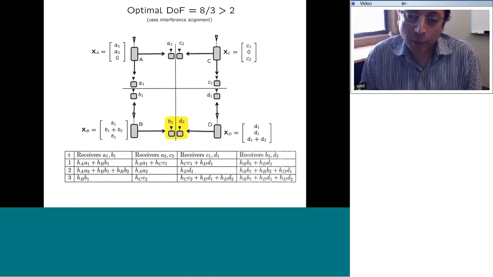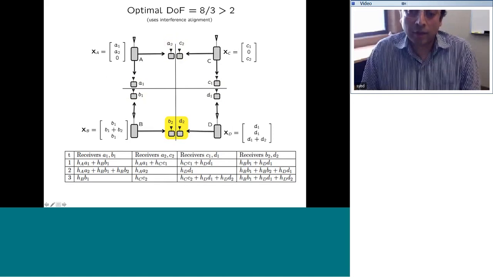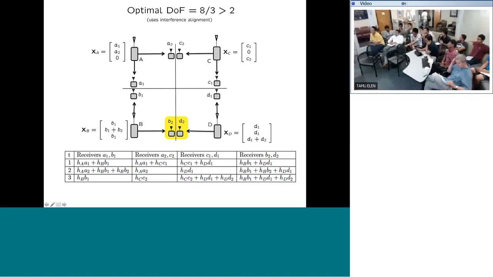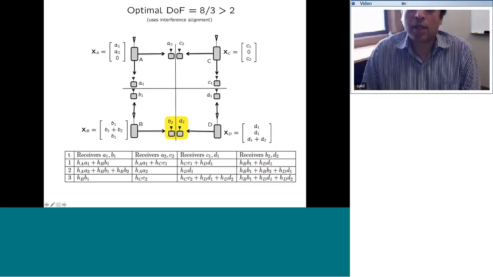Now, the most interesting case is the last one, B2, D2. What happens here? First channel use, you see B1, D1, linear combination of that. Second channel use, you see a combination of D1 and B1 plus B2. Third channel use is B1 and D1 plus D2. And from here, you want to recover B2 and D2. Well, so how would you recover B2? Well, from the second equation, subtract the first one, you will recover B2. From the third equation, subtract the first one, you'll recover D2. So you can recover both B2 and D2 as well.